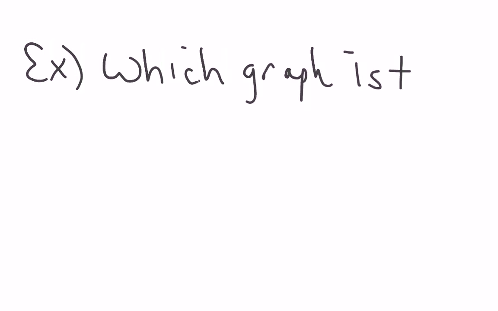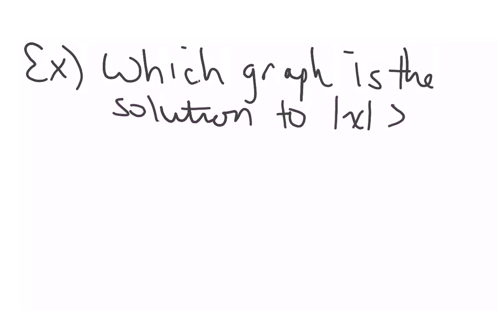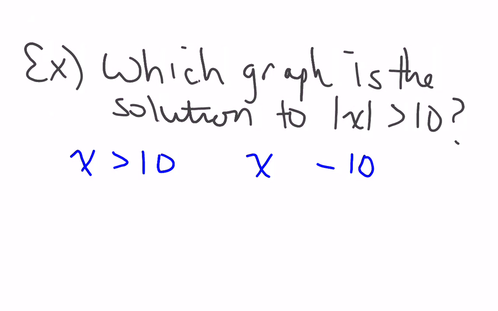The first one says, which graph is the solution to absolute value of x greater than 10? And so again, how do we account for that? So we know that x could be 10, so we have x is greater than 10, or we could have that x was the negative 10, but when we're dealing with the inequality, that means the sign will change if we change the sign of the value.